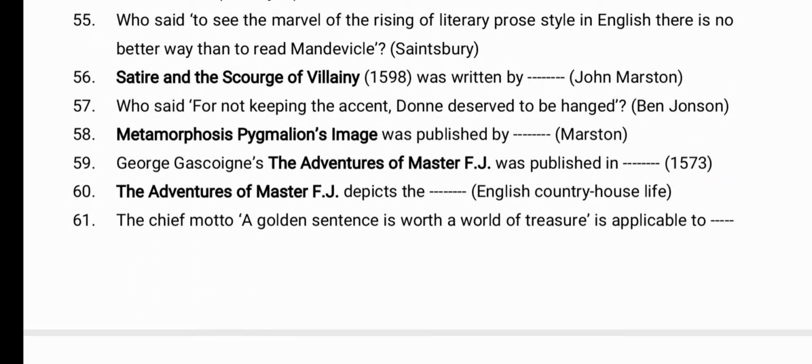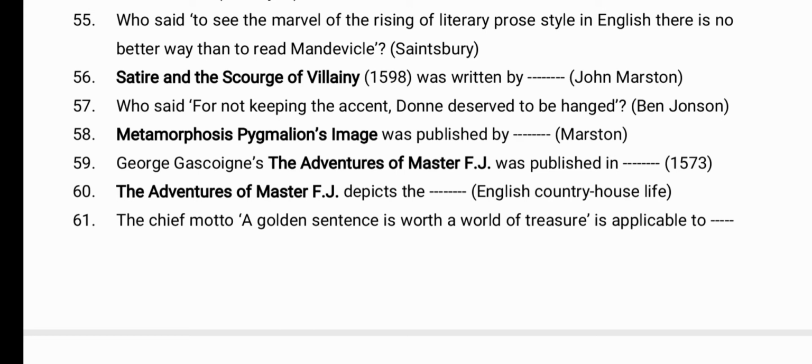Who said, "To see the marvel of the rising of literary prose style in English there is no better way than to read Mandeville"? Saint Perry. Style and The Scourge of Villainy was written by John Marston, who said, "For not keeping the accent, Donne deserved to be hanged." Ben Jonson. Metamorphoses of Pygmalion's Image was published by Marston.